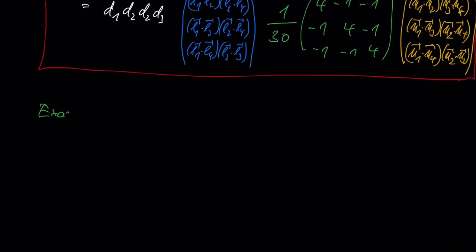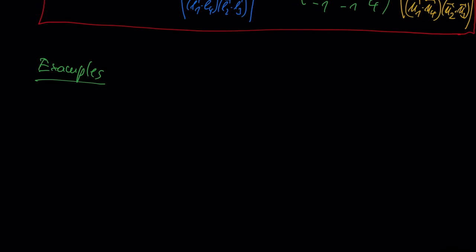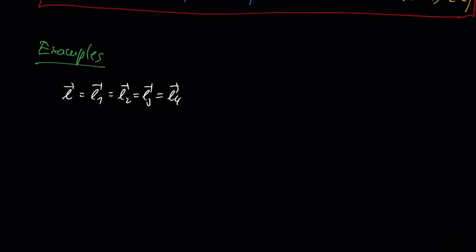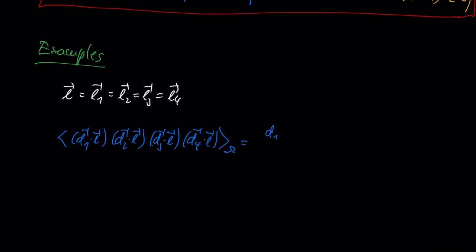So let's go for examples. We have, for instance, a two-level system in which we have only one transition dipole moment, and that's one special case that we can consider. And there is a special case in which we have an experiment with the polarizations of the pulses all going the same direction. So if we assume that E equals E1 equals E2 equals E3 equals E4, if we first leave all the transition dipole moments to be general, then we have D1 E, D2 E, D3 E, and D4 E. This will therefore be D1, D2, D3, D4 divided by 30.